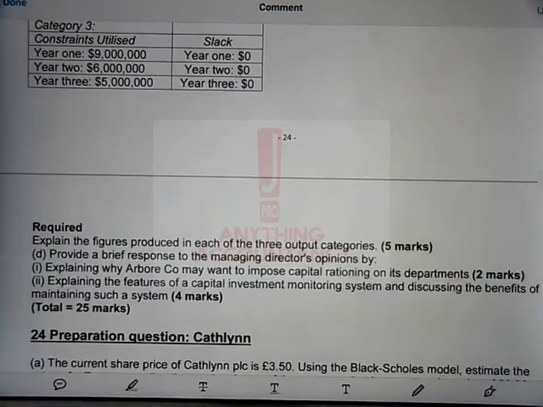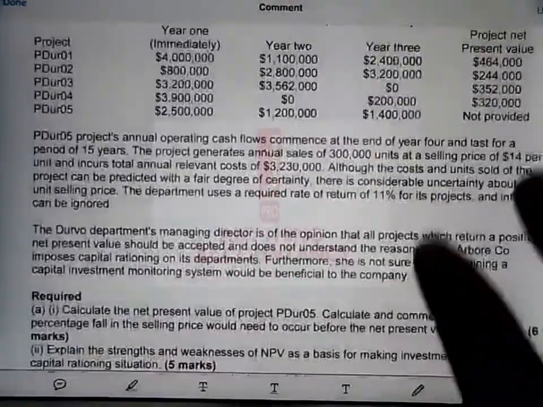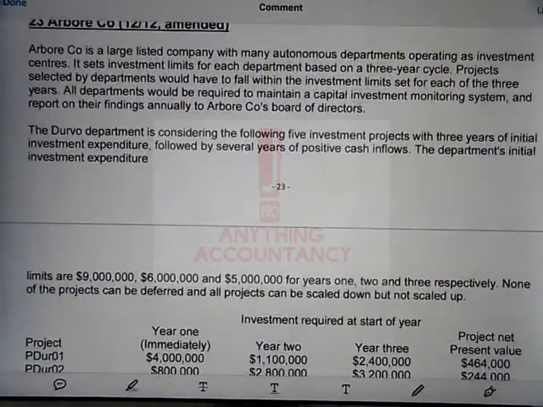Explain the features of a capital investment monitoring system. Discuss the benefits of maintaining such a system. This is a bit of a theoretical question. Okay, now follow? Okay, now have a go on the question. See whether you can figure out what you have to calculate. Try it out. It's not such a huge question.